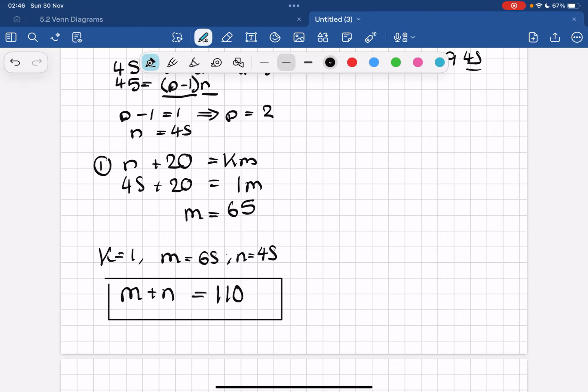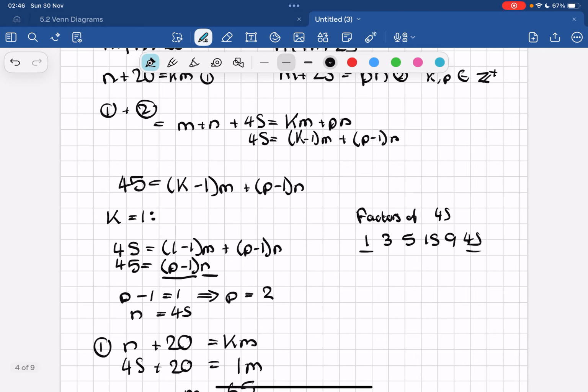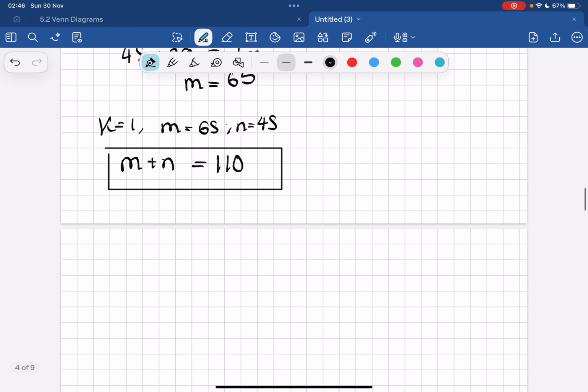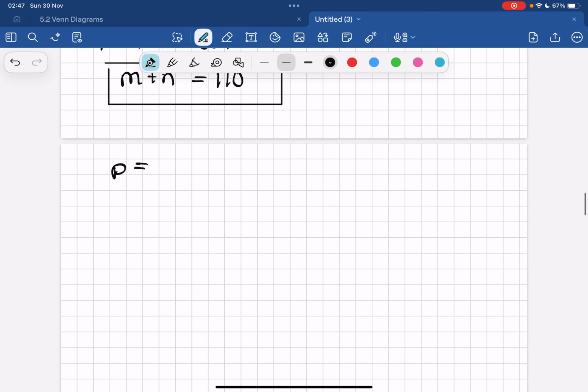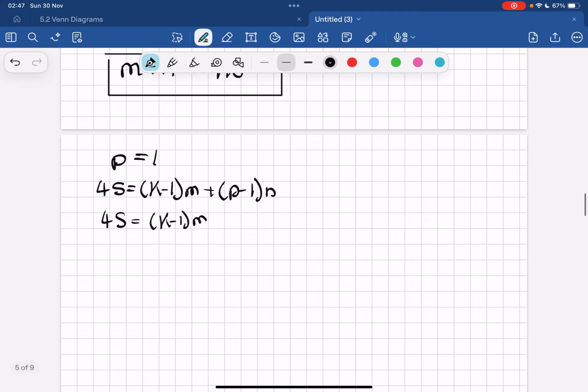However, this may not be our final answer, because we've considered the case only when k is 1. Now what happens when p equals 1? So when p equals 1, we have 45 equals k minus 1 m. Using the same logic as before, m equals 45, k minus 1 equals 1, which means k equals 2.